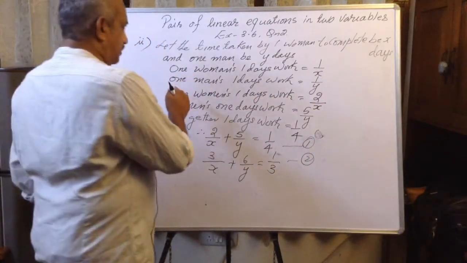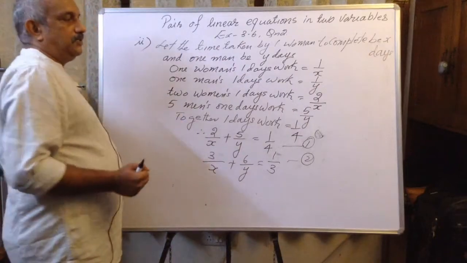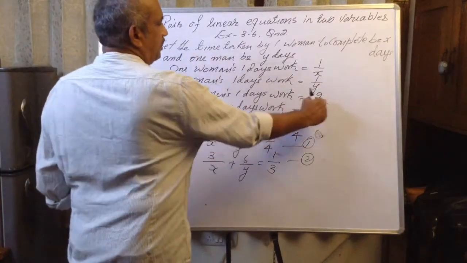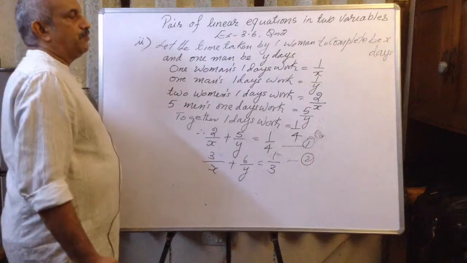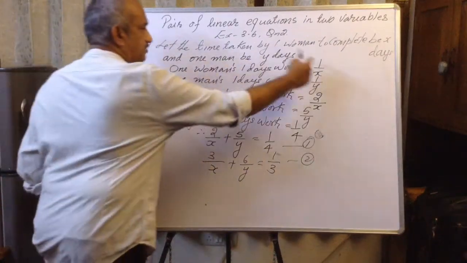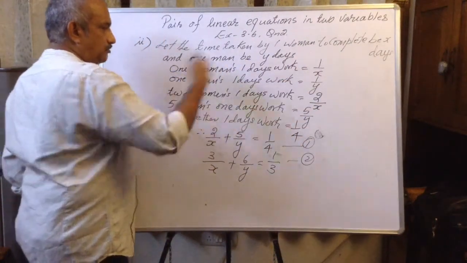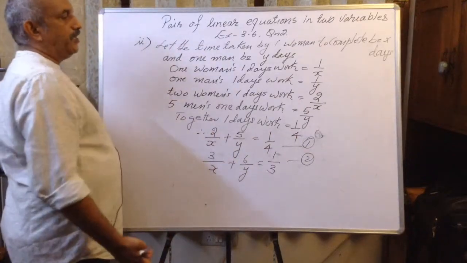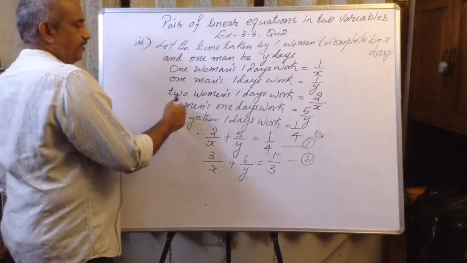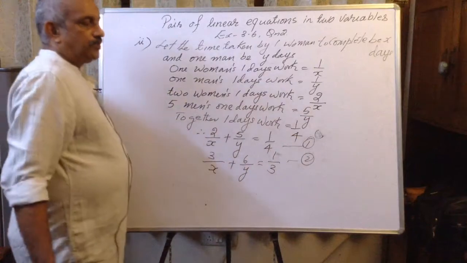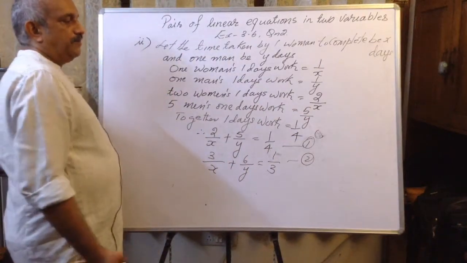Now the question says 2 women and 5 men are working. That is why we are finding 2 women's 1 day's work, 2 into 1 upon x. 1 woman's 1 day's work is 1 upon x. If there are 2, multiply by 2. 2 into 1 upon x, 2 upon x. Similarly, 5 men's 1 day's work. So 5 into 1 upon y, 5 upon y.